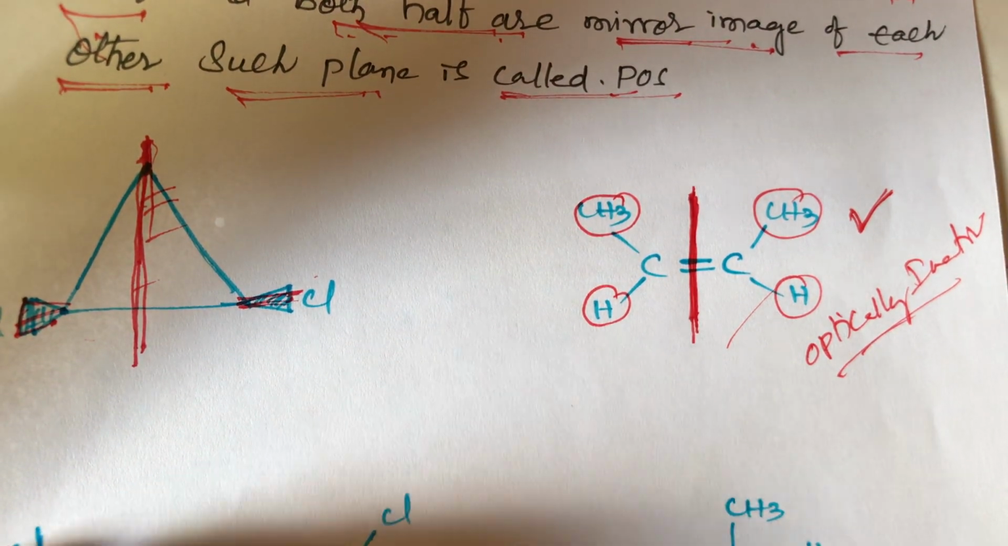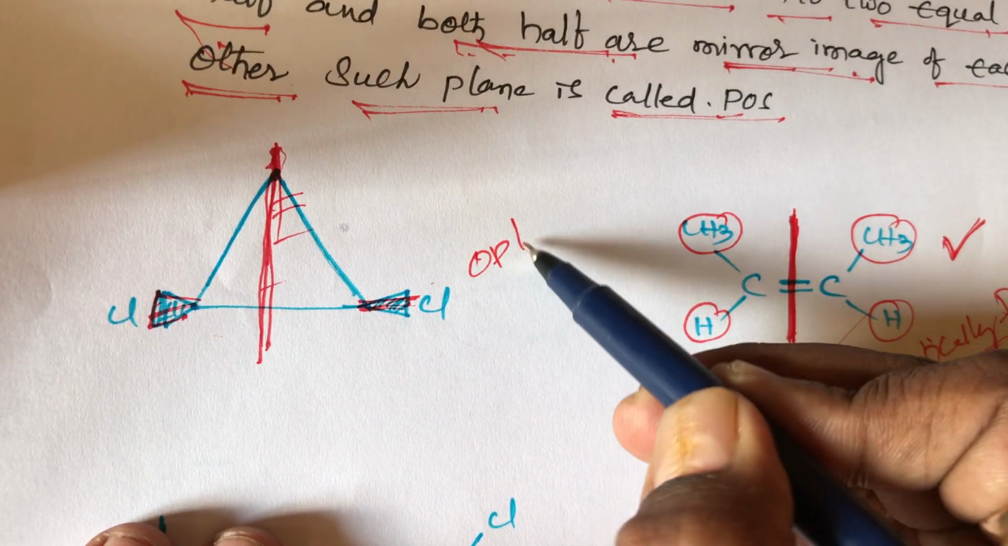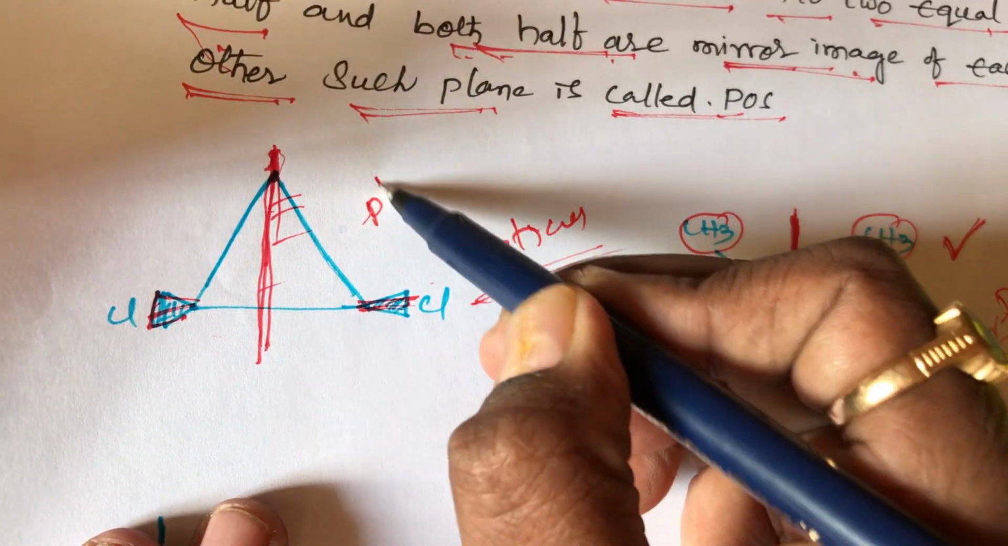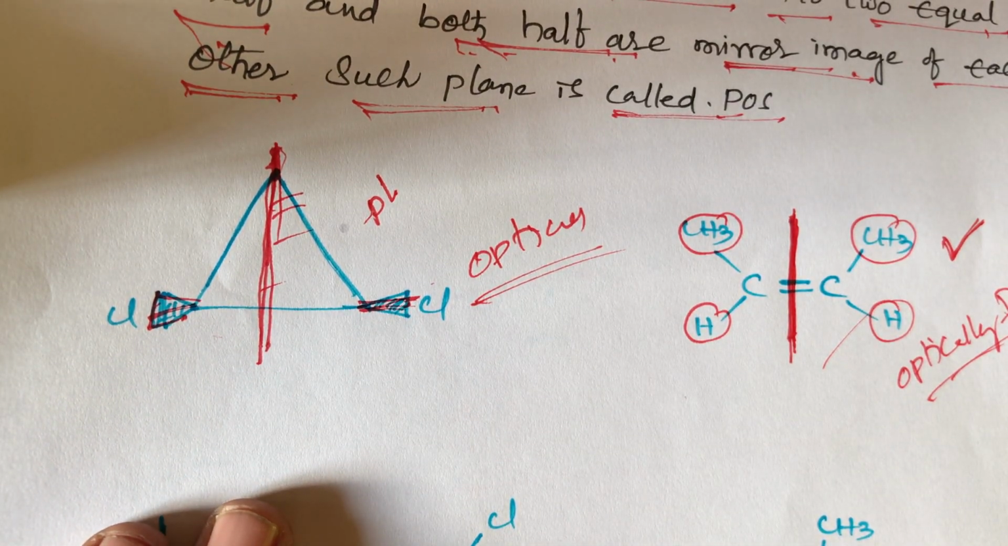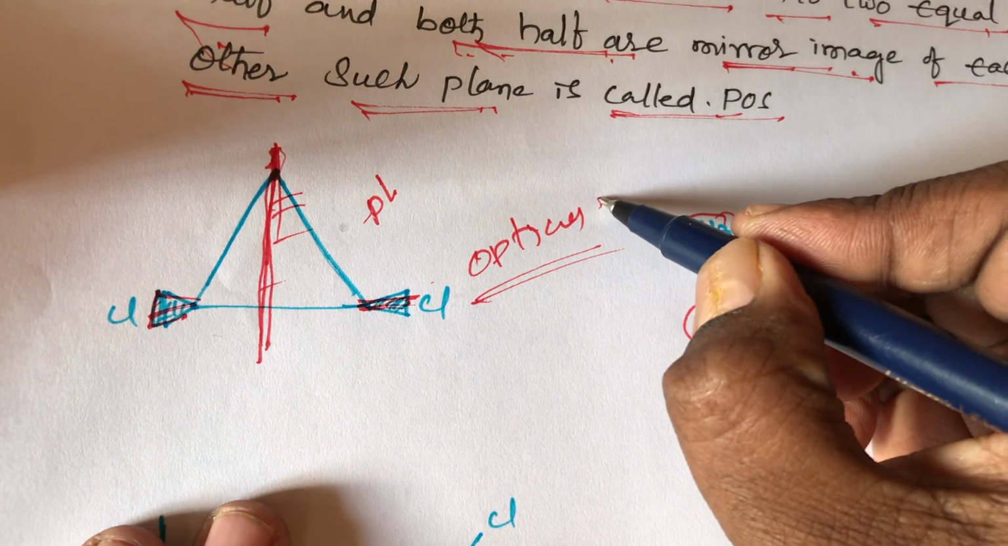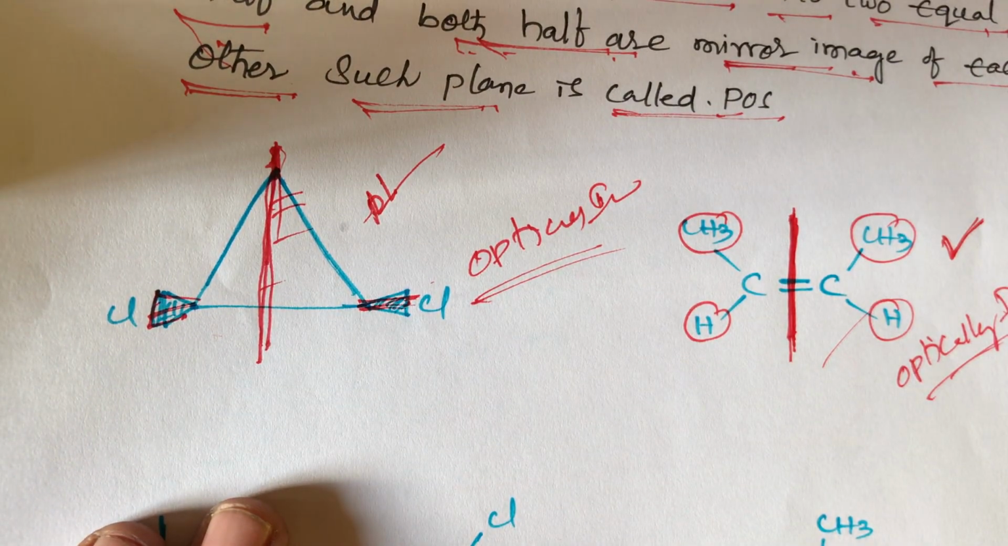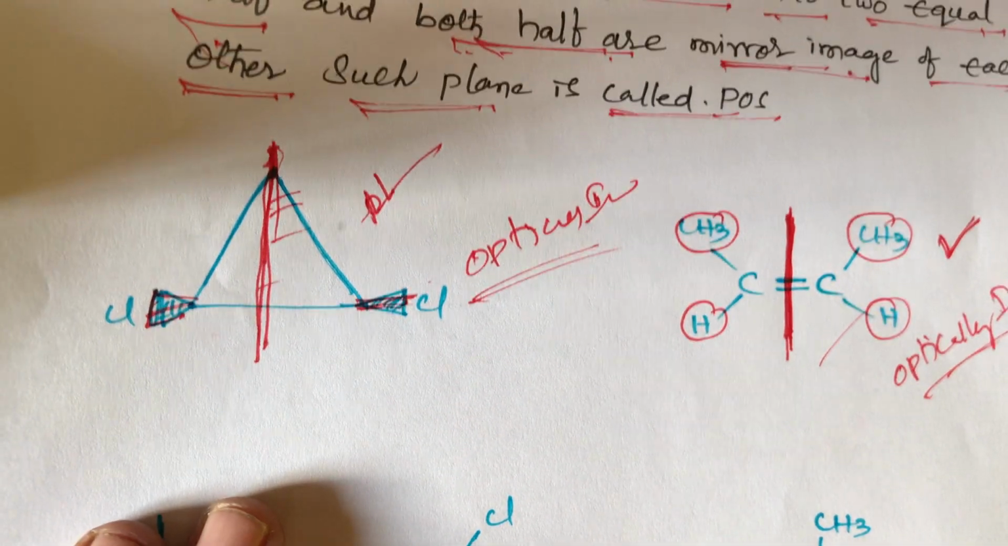It is very important, student. And this compound is also optically inactive. Why? Because this molecule contains a plane of symmetry. If a molecule contains a plane of symmetry, that compound is always optically inactive. These both are optically inactive because both have a plane of symmetry.